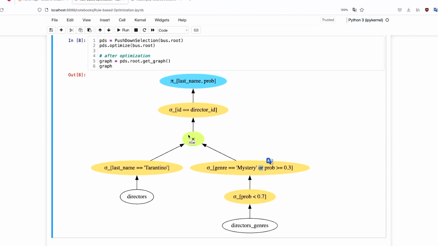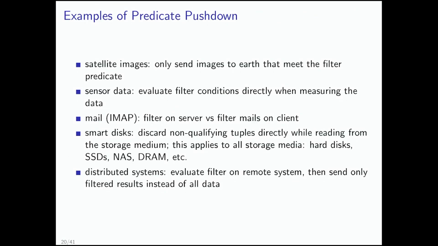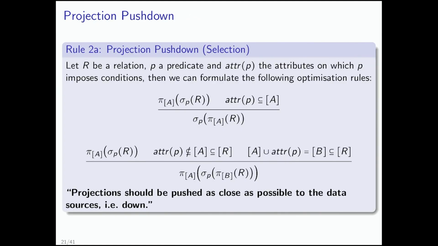That is the kind of rewrites we looked at so far. Okay, so with that, we look at a couple more rewrites that are possible in such a system, and one is projection pushdown. So let R be a relation, P a predicate, and again, these are all the attributes that are referenced in P. Then we can formulate the following optimization rules.